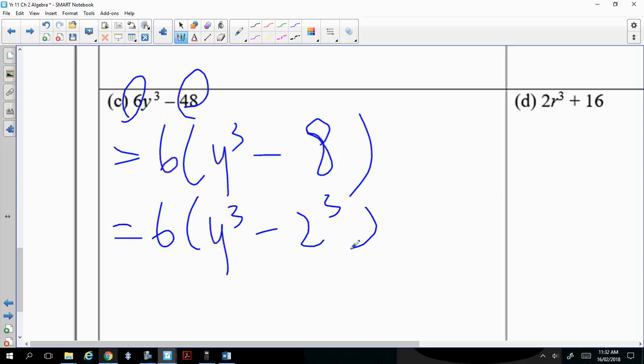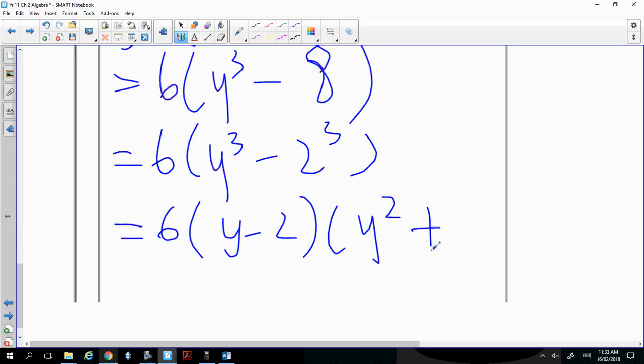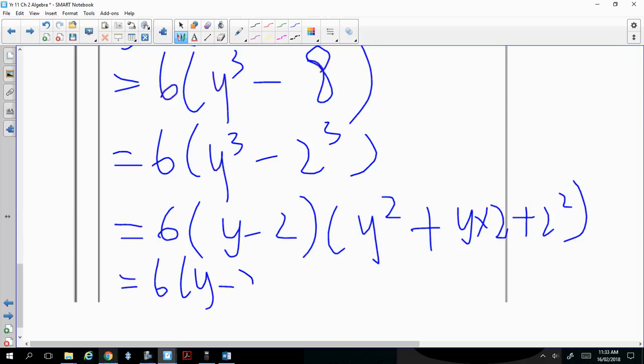Alright, okay, so hopefully you're now very familiar with the formula, so I could just go y minus 2, then y squared, plus y times 2, plus 2 squared. Right, it's pretty easy. So y minus 2 times y squared plus 2y plus 4 is your final answer. All got it? Try the next one. Next one's very similar. Take the 2 out first, and it should do it.